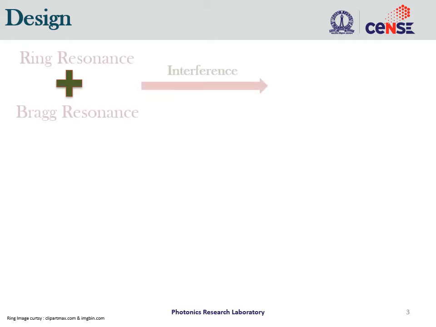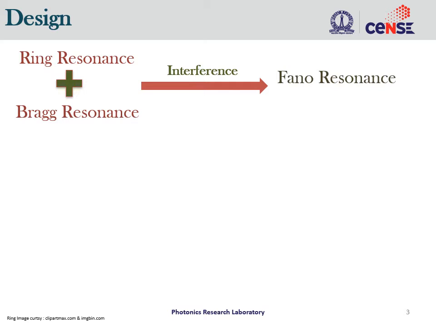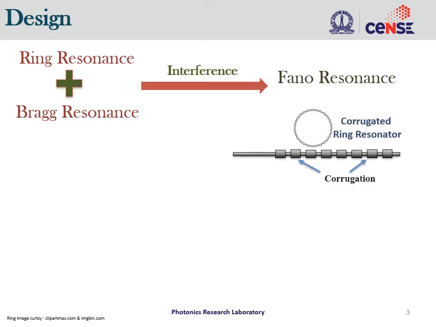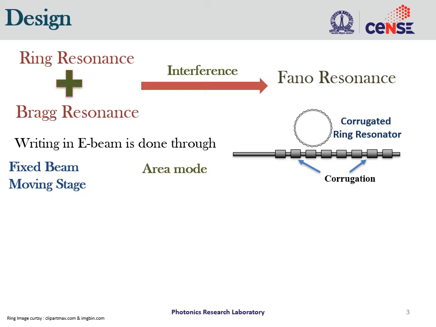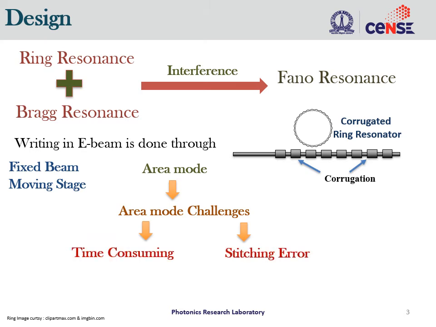So here Fano resonance is achieved through the interference between the ring resonance and the Bragg resonance, and this corrugated ring coupled to the corrugated waveguide serves its purpose. So the pattern is transferred through the E-beam. In E-beam there are two ways by which we can transfer the pattern. One is fixed beam moving stage and the other is area mode. Area mode has a lot of challenges in it. For example, it is very time consuming and has stitching errors, whereas fixed beam moving stage is a little bit faster than the area mode and almost stitching error free.